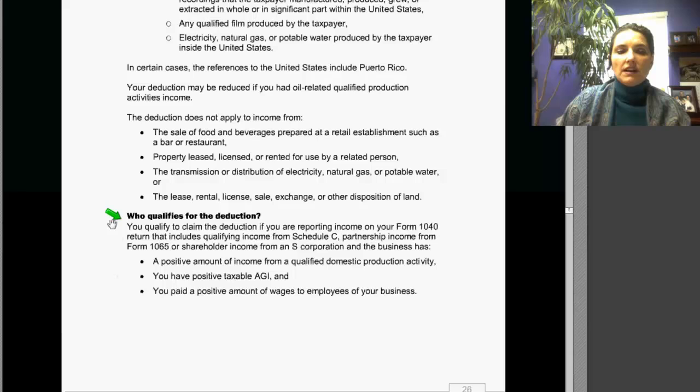Who qualifies for the deduction? You qualify to claim the deduction if you are reporting income on your Form 1040 return that includes qualifying income from Schedule C, partnership income from Form 1065, or shareholder income from an S corporation, and the business has a positive amount of income from a qualified domestic production activity, you have positive taxable adjusted gross income, and you paid a positive amount of wages to employees of your business.